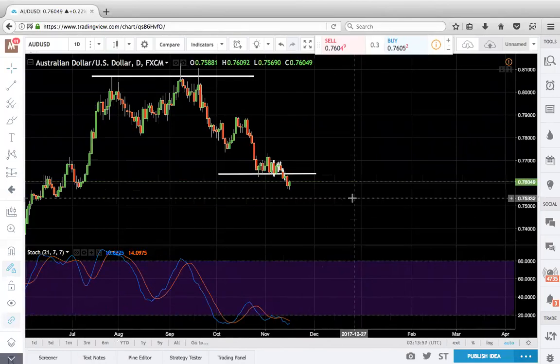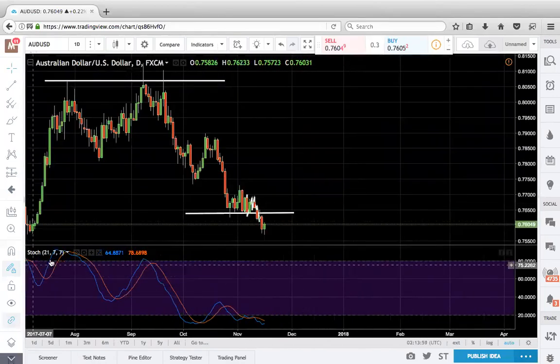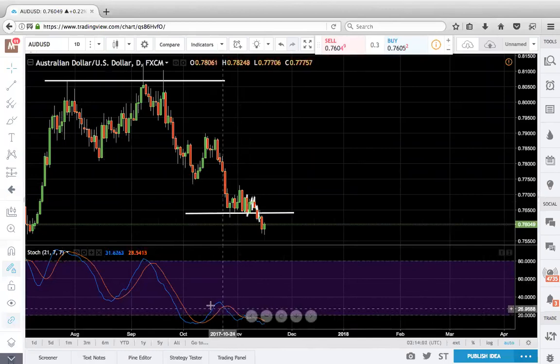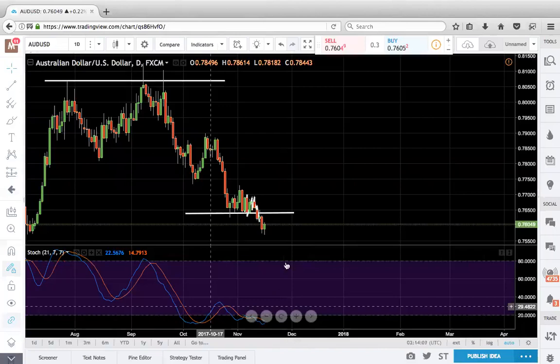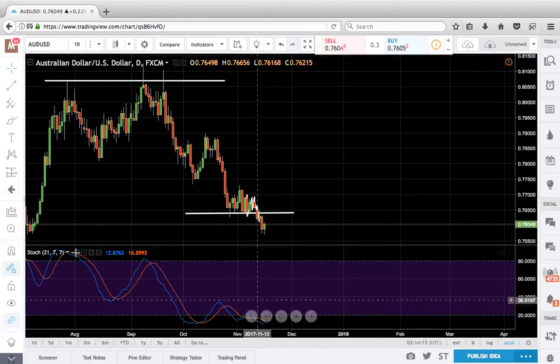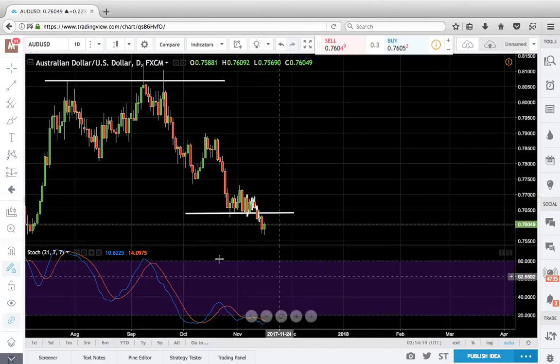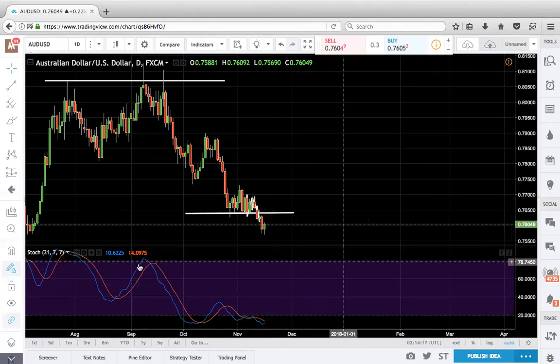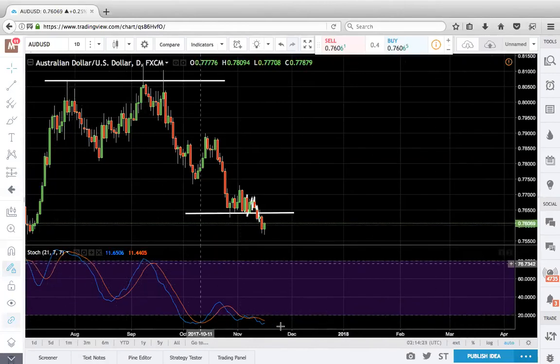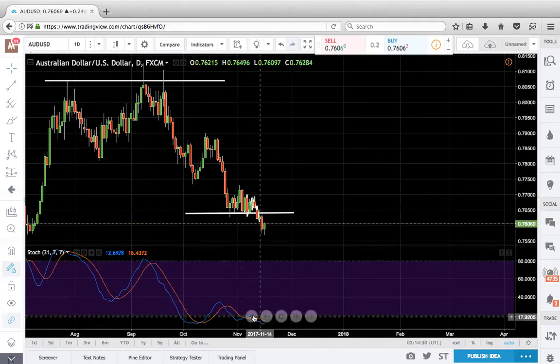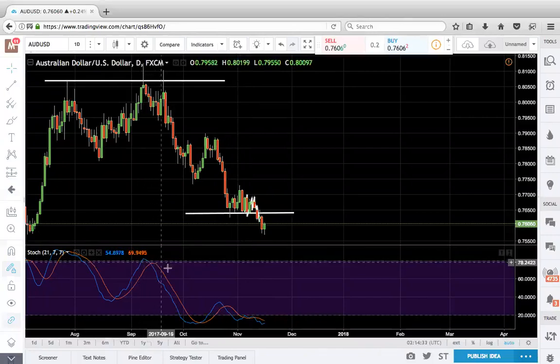First thing I like to look at is the stochastic indicator, this thing right here. This tells us whether a currency is overbought or oversold. If it is oversold, that means these lines are below 20, and it indicates a good buying opportunity because the market does have to balance itself out. Same thing when the market is overbought, which is indicated when these lines right here are over 80. Over 80, overbought. Under 20, oversold. So when it's overbought, that means it's a good selling opportunity.